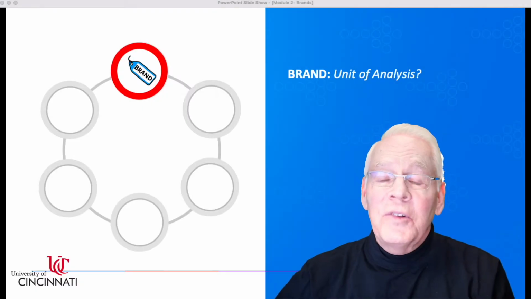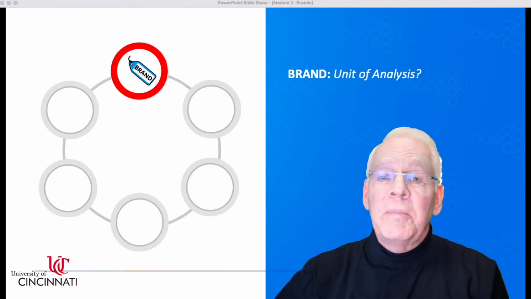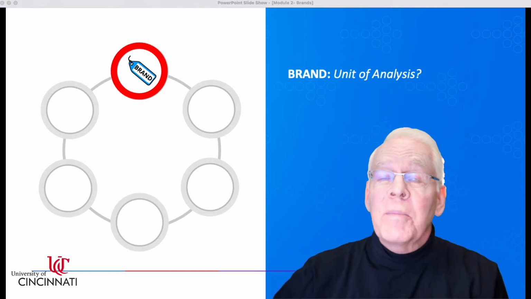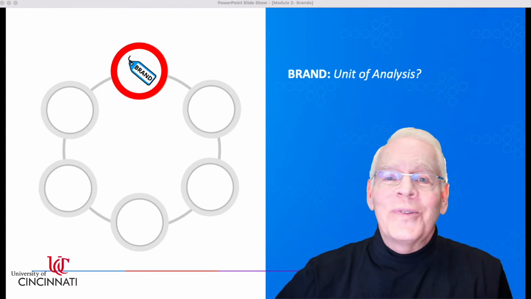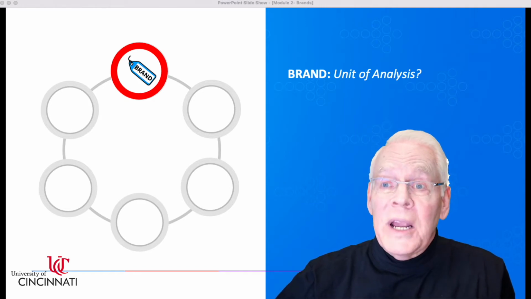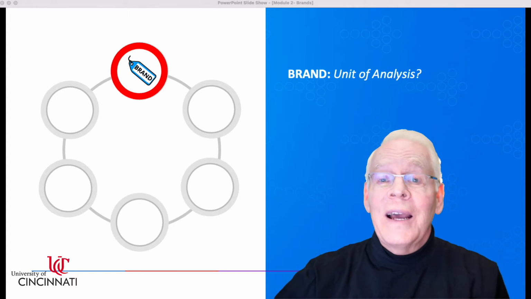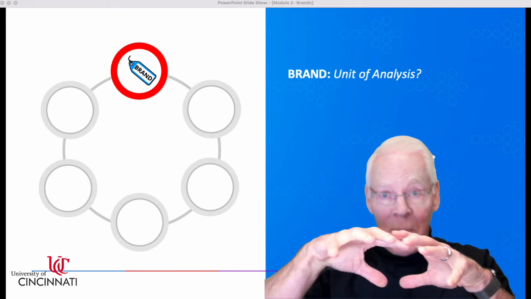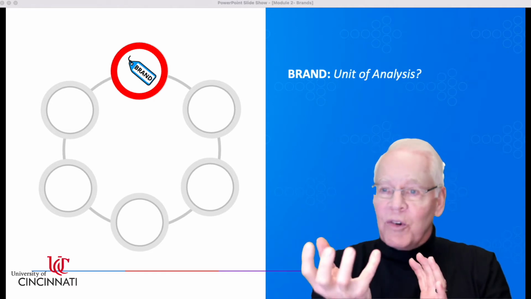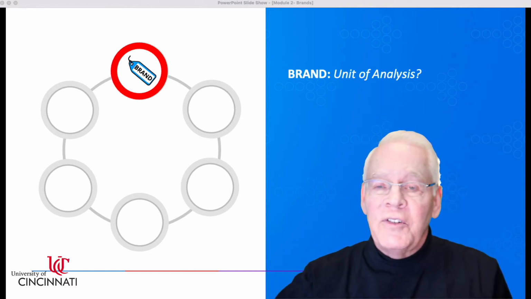Welcome to the second module of Marketing Strategy, the Big Picture. In this module, we're going to start making choices using the 6B framework, beginning with brand. Brand is that unit of analysis. Think of it as that part of the business that you're scooping out and going to create a marketing strategy for.